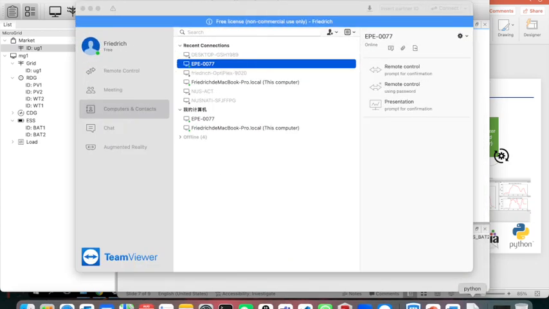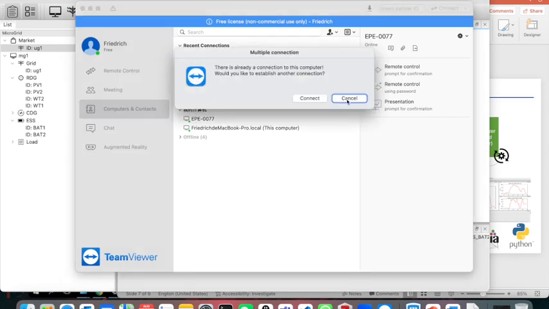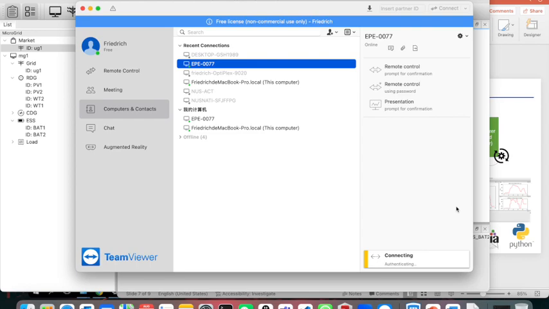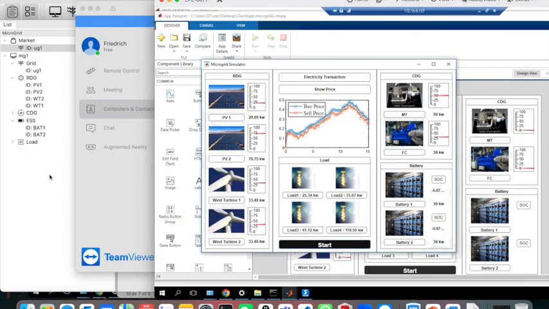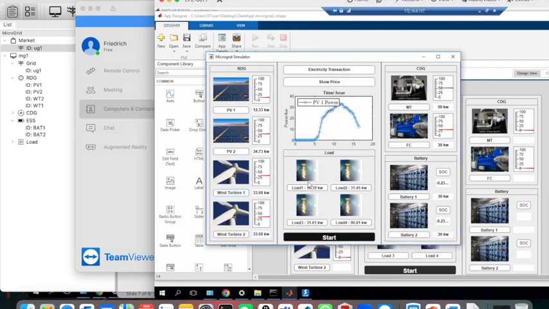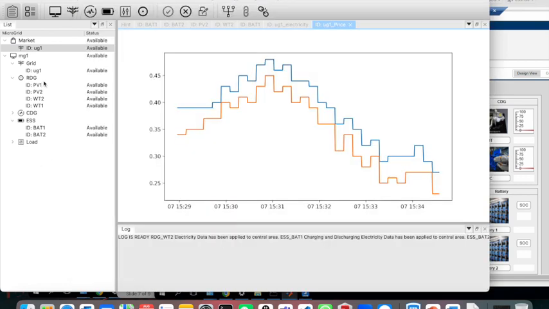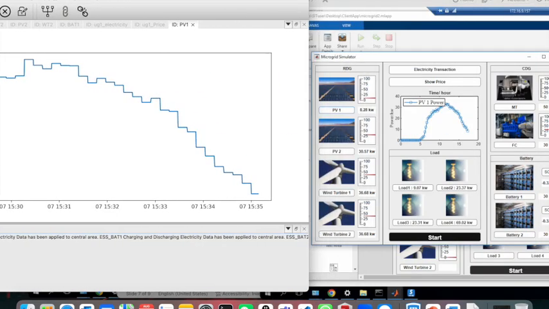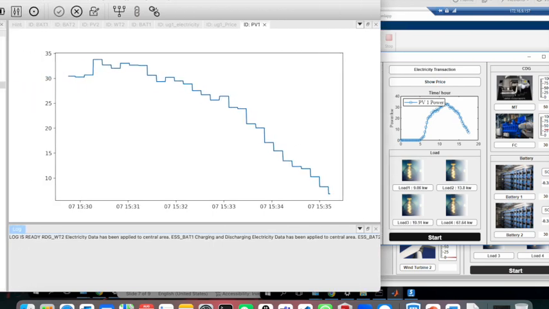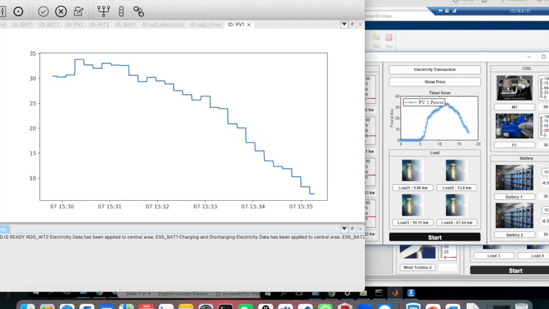Now we use TeamViewer to connect to another PC. On that PC, we have the microgrid simulator. We can see the simulator software is emulating the real-time state of the microgrid. Let's switch to PV1. We can see in the graph the PV1 also changes over time. We can compare these two trends. We see that the optimization engine is able to track the real-time information of the microgrid.